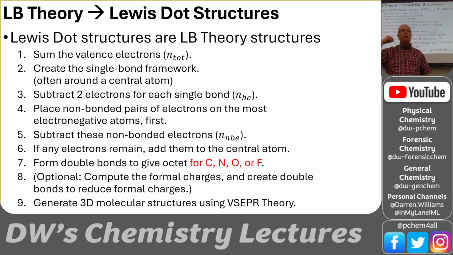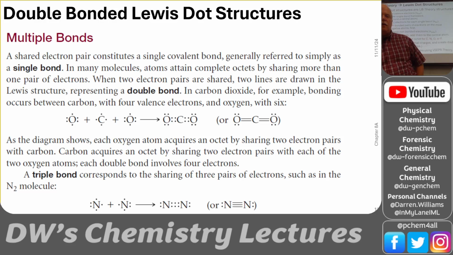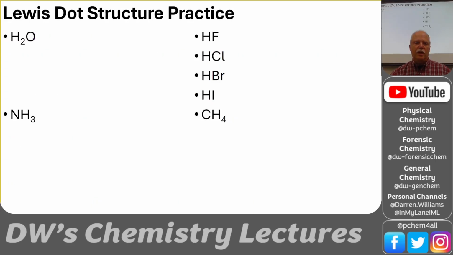So now let's put this procedure into practice. So we're going to make our molecules, and sometimes we need to make double bonds. And so here's an example of carbon and oxygen forming a double bond. And we'll see examples of that when we draw them. But I just wanted to put this little screenshot of what's in the book here, so it talks about double bonds. We'll see this when we go through our procedures. Okay, so let's practice. So here's our water molecule. Let's start with that one.